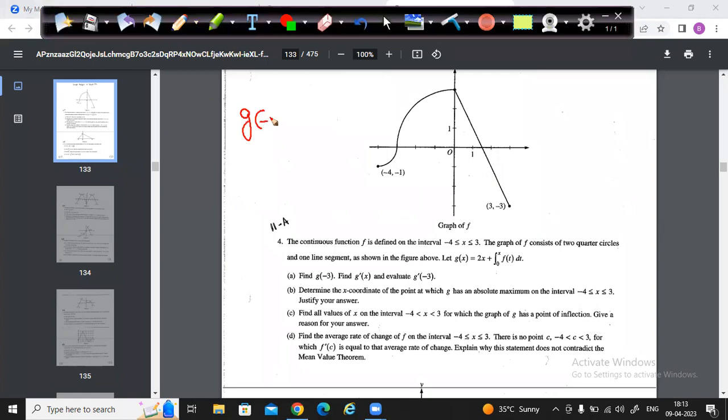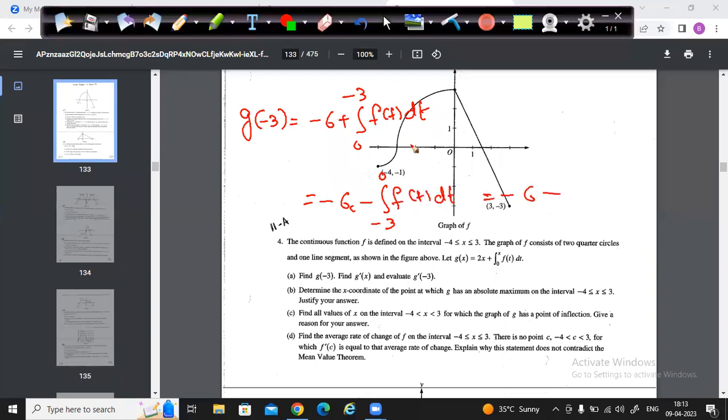So g of minus 3 is minus 6 plus integral of 0 to minus 3 f of t dt. Now we need to find integral of 0 to minus 3. So change the limit. The moment you change the limit, 0 to minus 3 becomes minus 3 to 0. So minus 6 plus, integral of 0 to minus 3 can be written as minus of integral of minus 3 to 0 f of t dt. So minus 6 minus, what is the area under this curve?